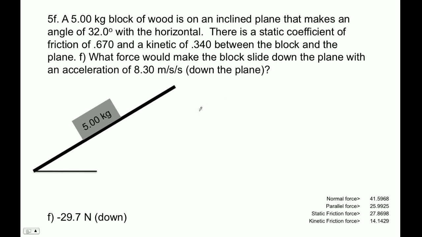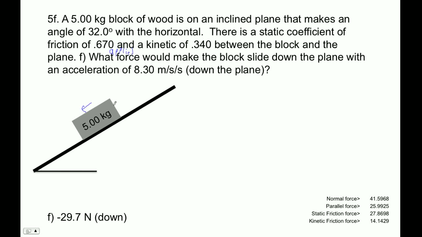All right, you know you're living if you're solving an F equals ma problem that has three forces. I mean, that is the height of livingness. Okay, so what applied force is what we're really being asked here, that would make the block slide down the plane with an acceleration of 8.30 meters per second squared down the plane. Okay, so it's sliding down the plane.